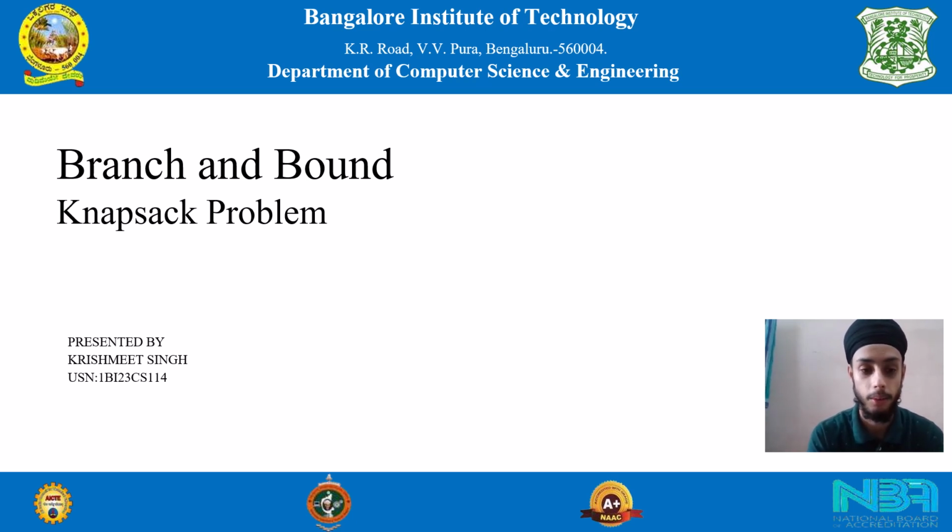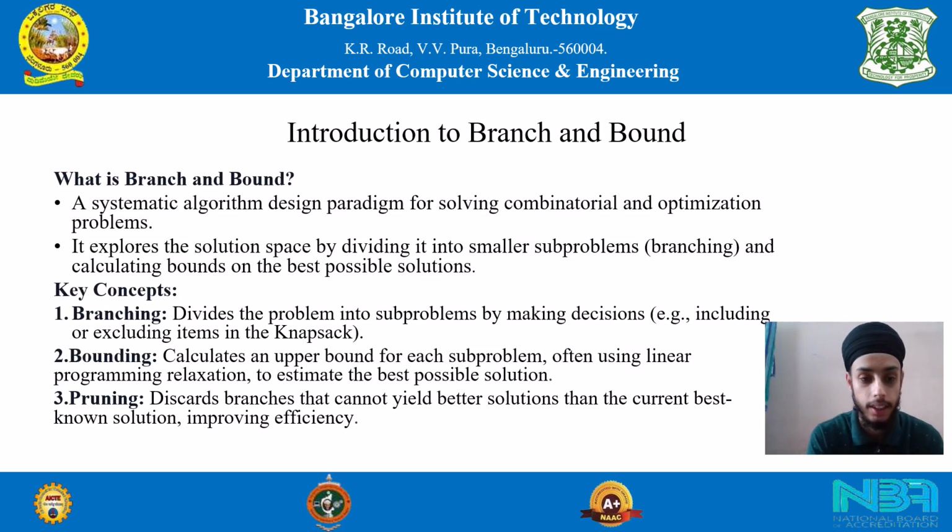Today I will discuss the branch and bound knapsack problem. First, let's discuss what branch and bound is. It is a systematic algorithm designed for finding the best possible or optimal solution to a problem. It helps us explore the whole solution space by dividing the problem into smaller sub-problems, meaning whether we include the item or not include the item, and helps us find the upper bound on the optimal solution, like the best solution.